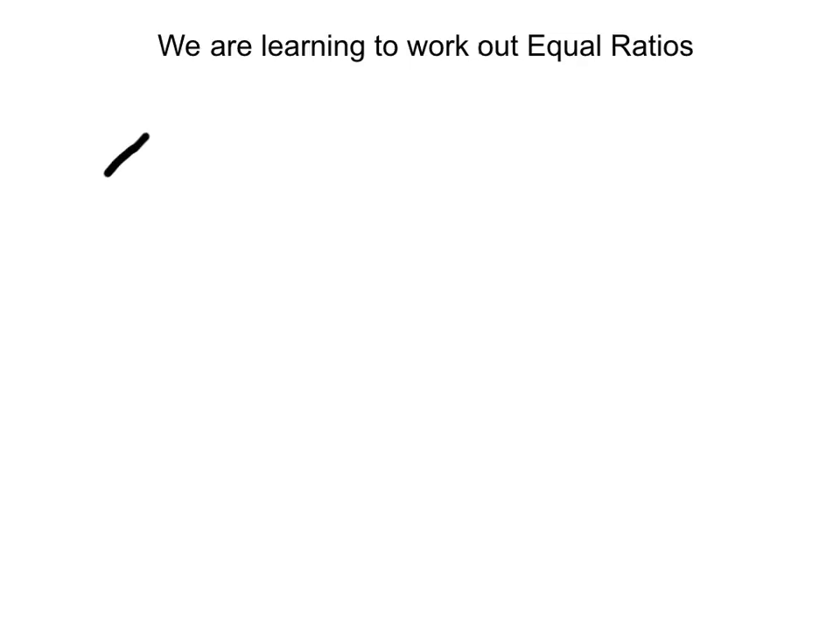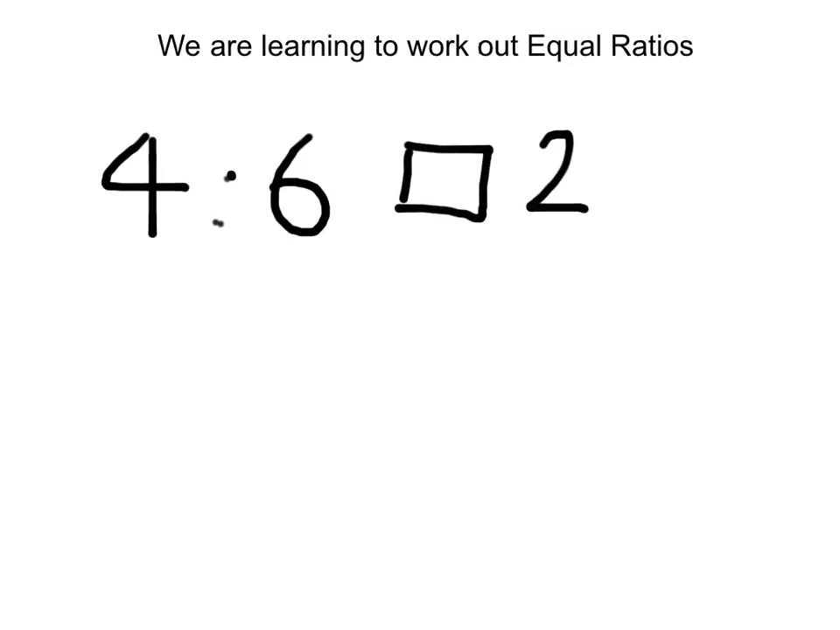So an example: is the ratio 4 to 6 equal to 20 to 30? In order to work this out, we need to reduce them to the simplest form, which is what we were learning about in our last tutorial.